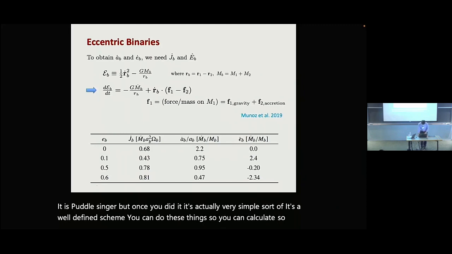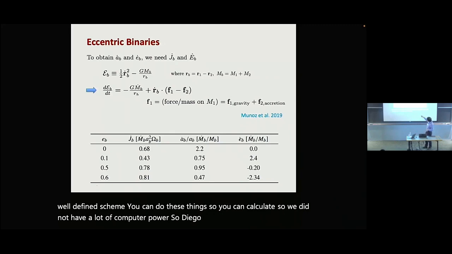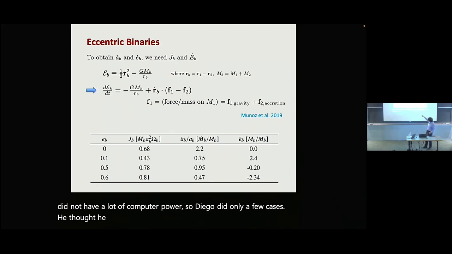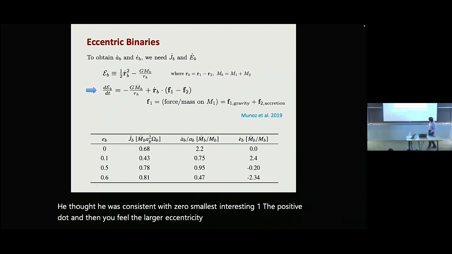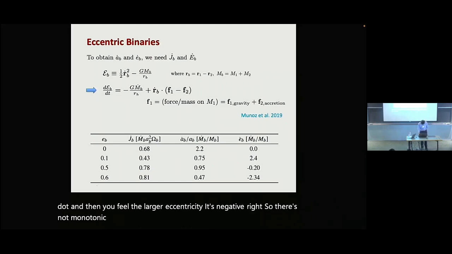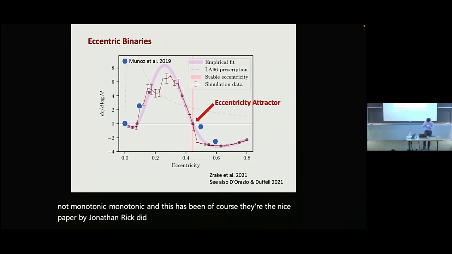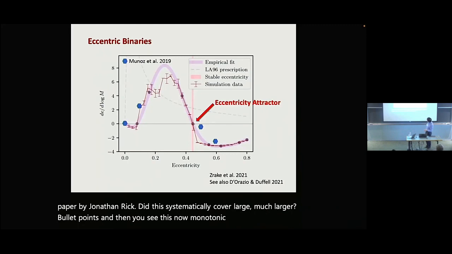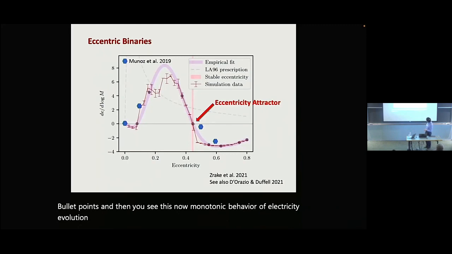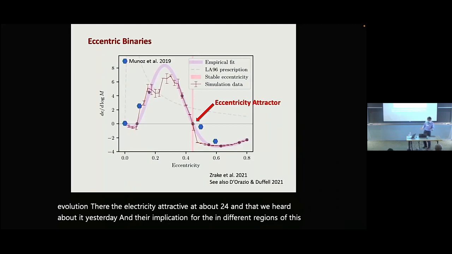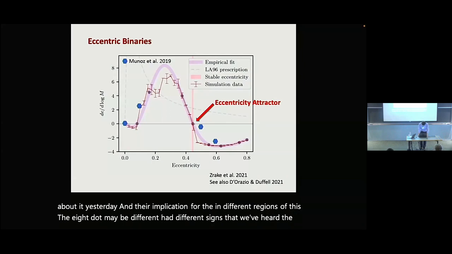We did not have a lot of computer power, so Diego did only a few cases. Zero eccentricity, E dot is consistent with zero. Small eccentricity 0.1 gives a positive E dot, and then for larger eccentricity, it's negative, right? So it's not monotonic. And of course, there's a nice paper by Jonathan Drake, who did this systematically, covering a much larger grid of points, and you see this non-monotonic behavior of eccentricity evolution. There's an eccentricity attractor at about 0.4, and we heard about that yesterday. And there's an implication that in different regions of this, the A dot may have different sign, which we also heard about a little bit yesterday.